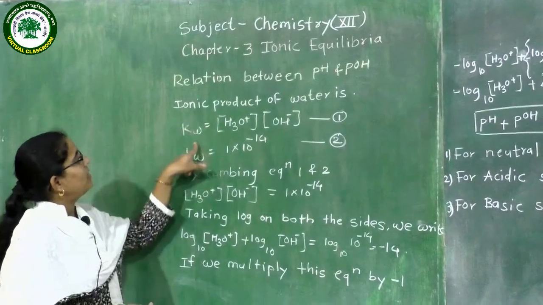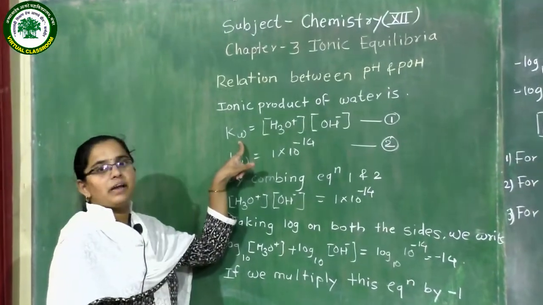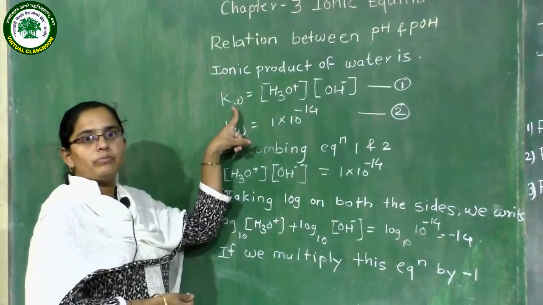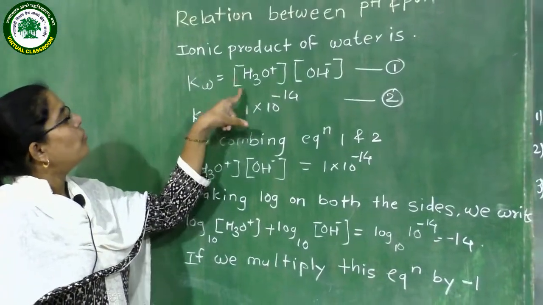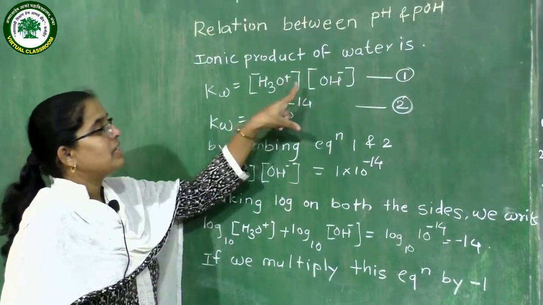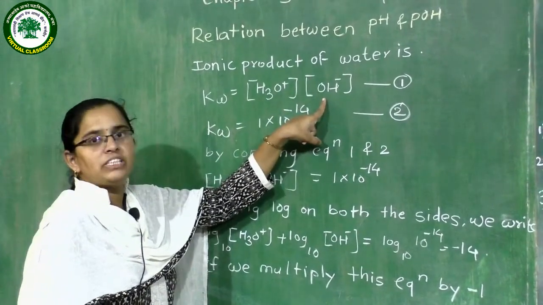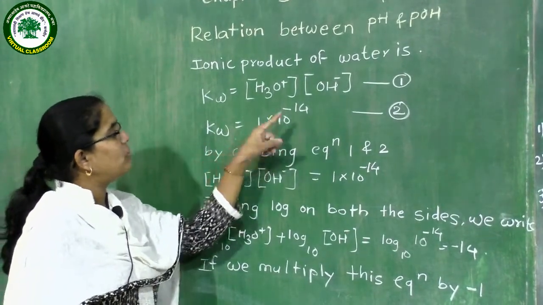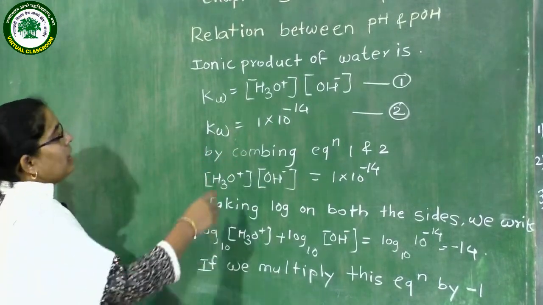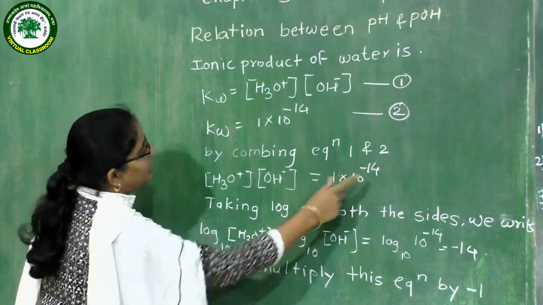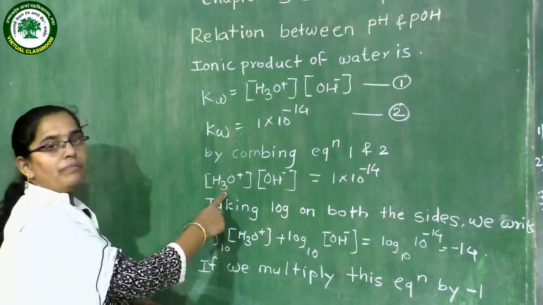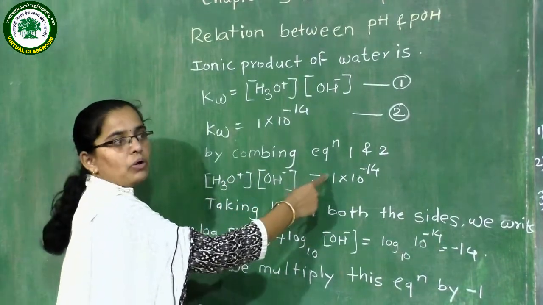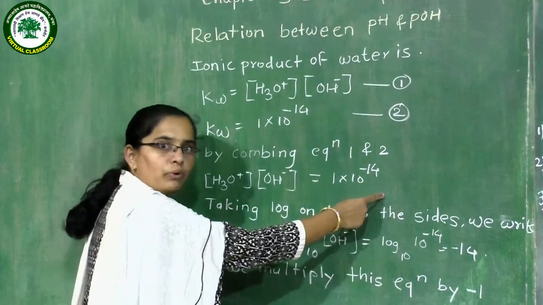Now let's start. In the previous lecture we already studied the ionic product of water. What is the equation for the ionic product of water? Kw is equal to the molar concentration of H3O plus into the molar concentration of OH minus. And what is the value? Kw is equal to 1 into 10 raised to minus 14. Now by combining equations 1 and 2 we get concentration of H3O plus into concentration of OH minus is equal to 1 into 10 raised to minus 14.